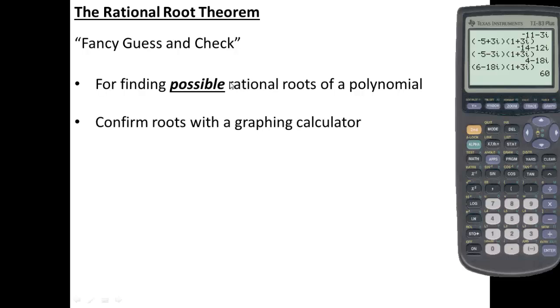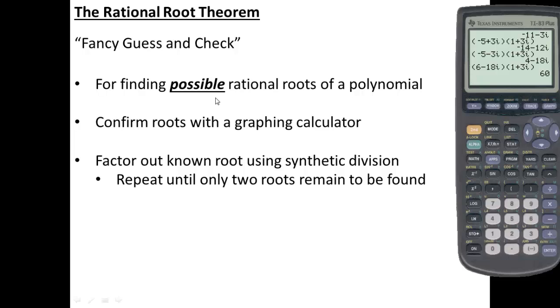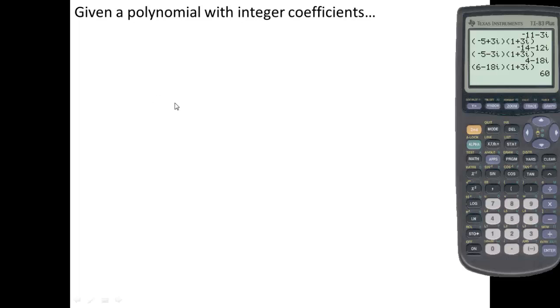Once I have that list of possible solutions, I can either do it the hard way of using synthetic division, one solution at a time, and looking for the one that gives me a remainder of 0, or, we're in pre-calculus now, let's go ahead and cheat and use the graphing calculator to confirm our first root. Once we've confirmed our first root, we can factor out that known root using synthetic division, in other words, what we just did on that last set of problems. And we're going to repeat that process until there's only 2 roots remaining. Once there's only 2 roots remaining, that means our remaining polynomial would be quadratic, and we can solve using quadratic techniques.